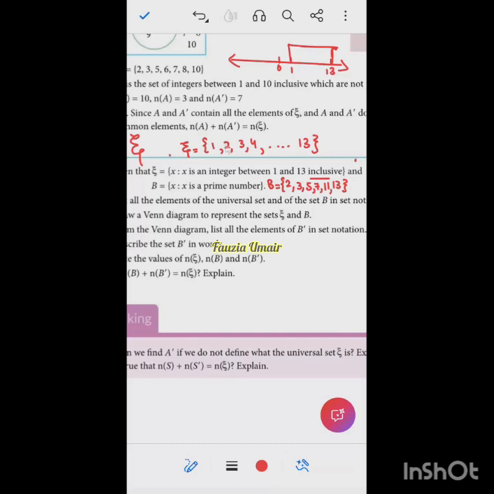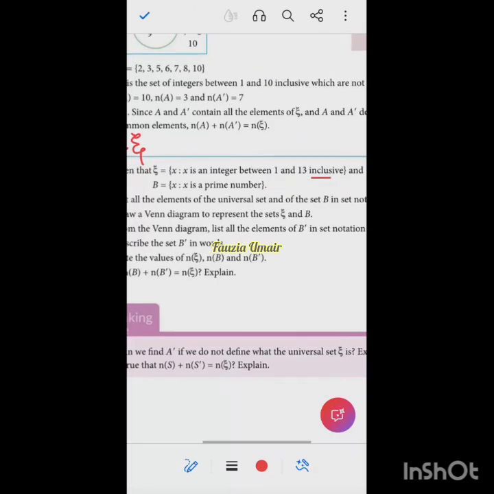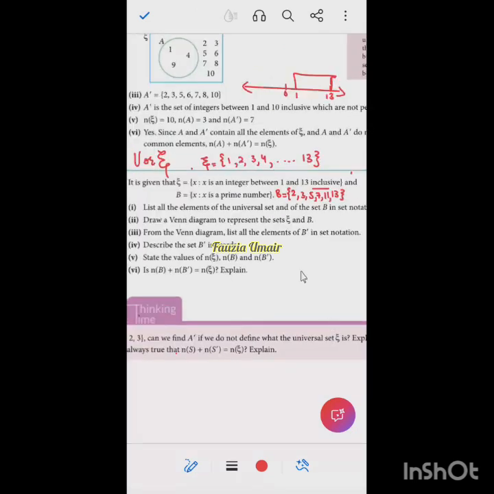So now we have done that. List all the elements, we have already done. Draw a Venn diagram to represent the universal set and B. So the universal set is the box outside, and we have to show this through a Venn diagram. The inside will be set B. You can just put the elements. The elements of B are 2, 3, 5, 7, 11, 13. The rest of the elements come outside: 1, 4, 6, 8, 9, 10, 12. All these elements are outside.